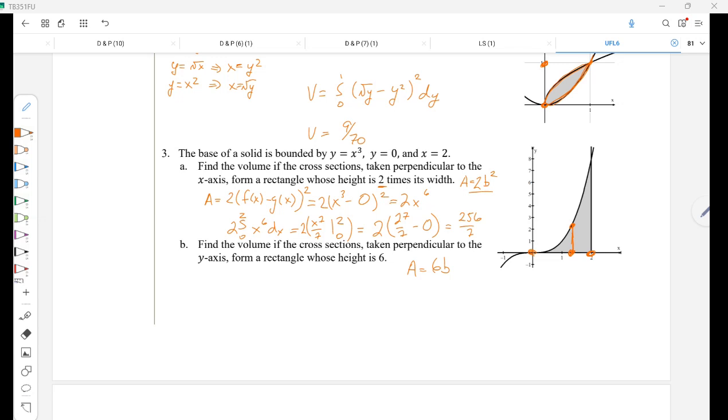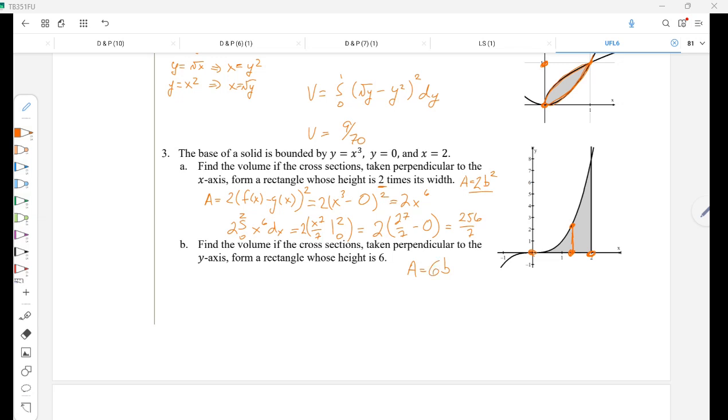But since our cross sections are perpendicular to y, we need to have a dy here, which means that all of our functions need to be in terms of y. So we'll start with y equals x cubed. We can't do really anything with the numbers. We'll see kind of how they work differently in this one. In going in terms of x's, y equals 0 is actually one of our functions. And then x equals 2 was our bounds. Those two things are going to switch roles when we go in the other direction. So we'll see that as we go through this.